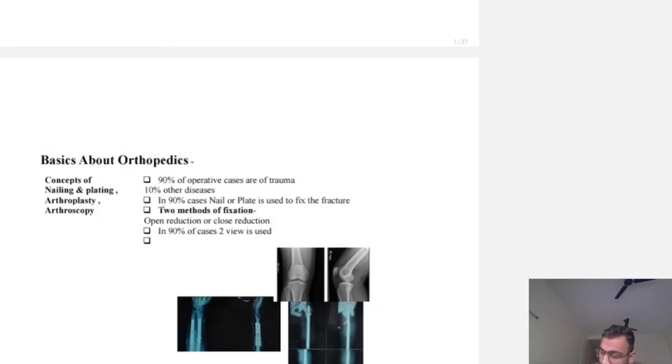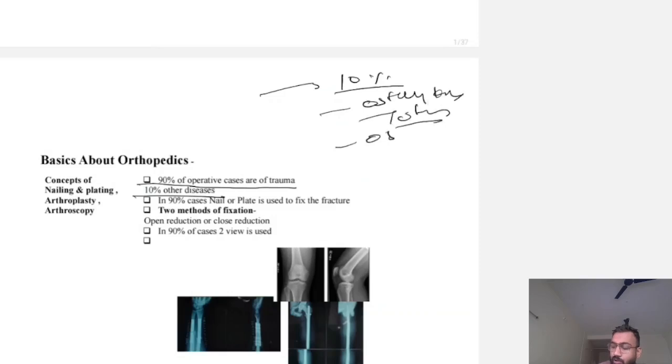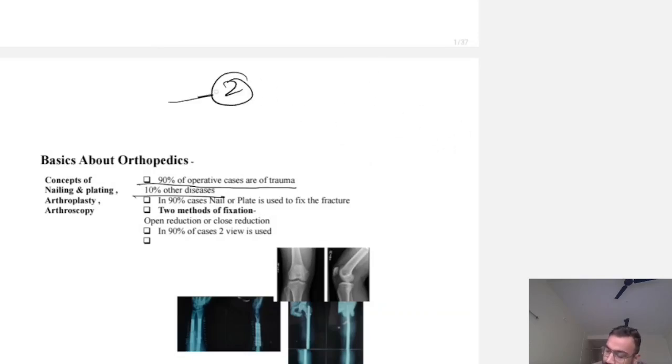I have written here that 90% of operative cases are of trauma, 10% of other disease. So when you go into the orthopedic ward, you will find 10% of patients have other diseases. It can be osteoarthritis knee for total knee replacement, osteoarthritis hip for total hip replacement. Now there are two methods of fixation. First is nailing and second is plating in fracture.